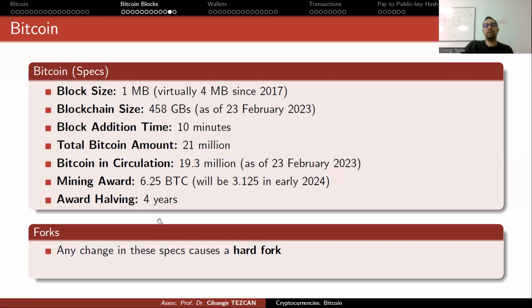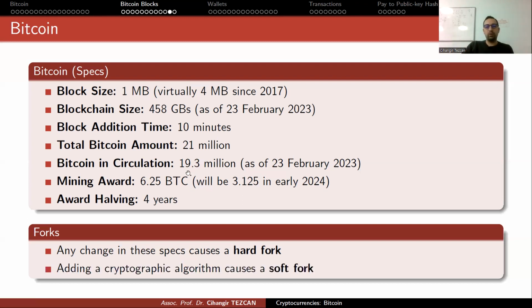So any change in these specifications causes a hard fork. This means that if you change it, people who made those changes will be working on a new blockchain now. So you are actually creating two blockchains. You can see them as parallel universes. So any change to these specifications will cause a hard fork. Okay, so people who updated their software and those who did not will not understand each other.